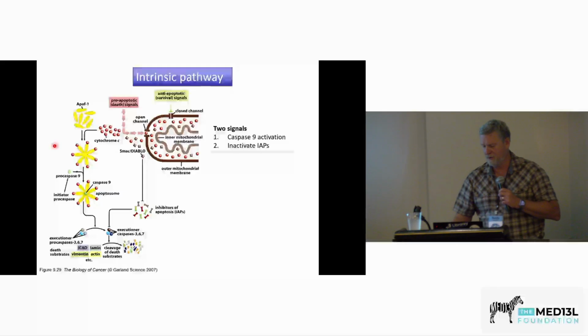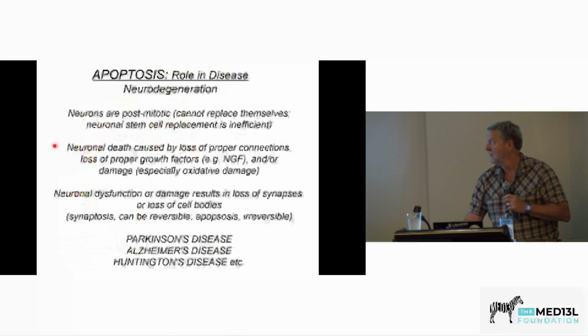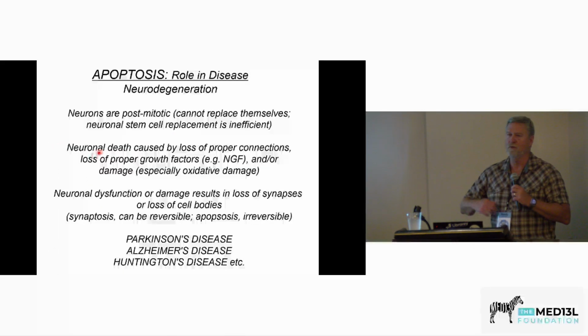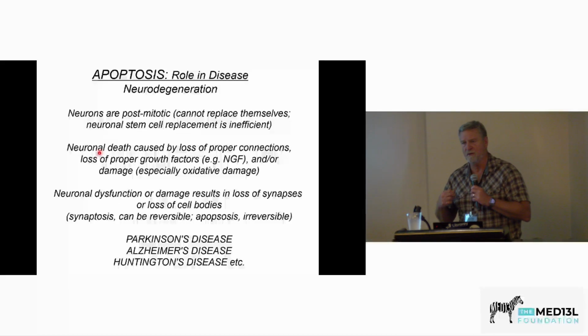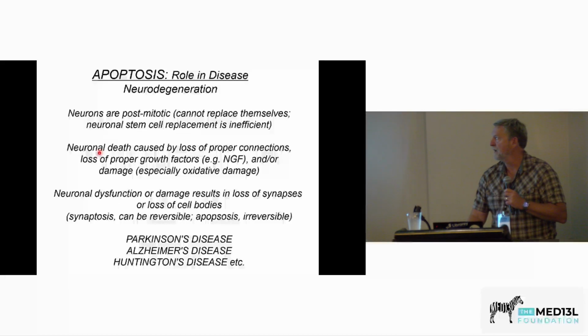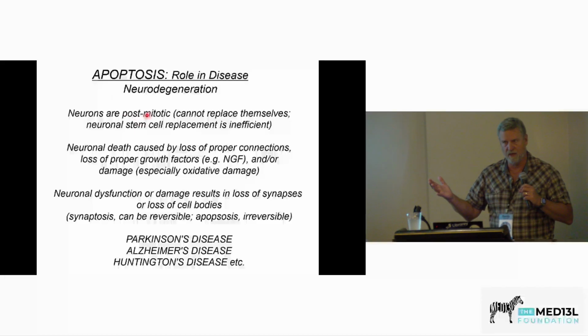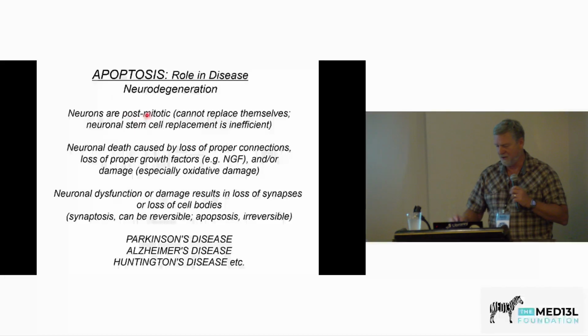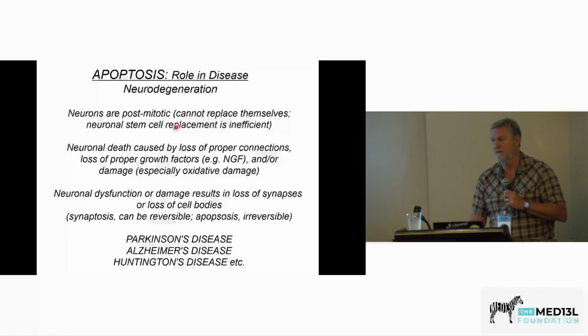Why apoptosis is so important is that in neurodegeneration, neurons are exquisitely sensitive to reactive oxygen. And you remember that most neurons are post-mitotic. In other words, they've already divided and they're not going to divide anymore. So replacing them is very difficult. And if they're sensitive to cell death, it's hard to replace those things.